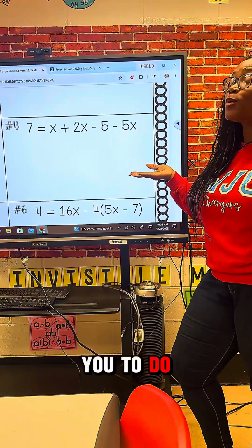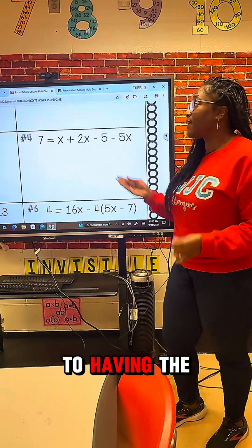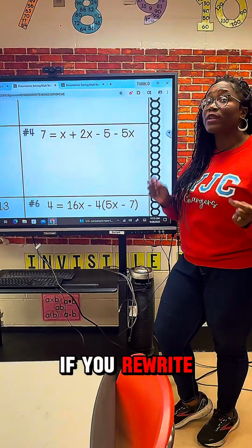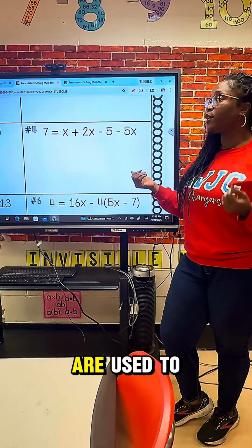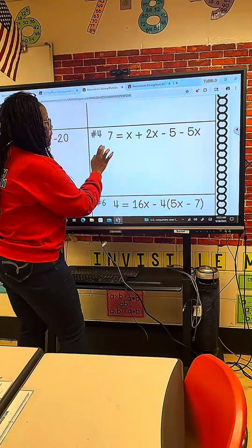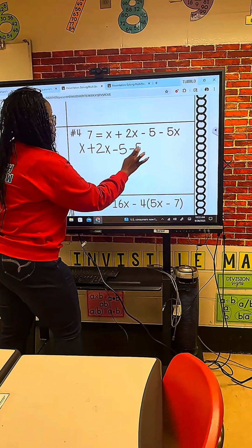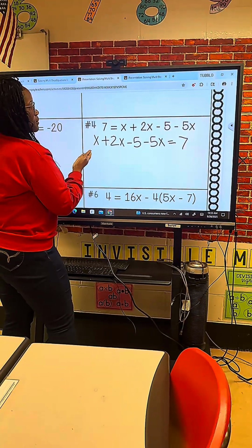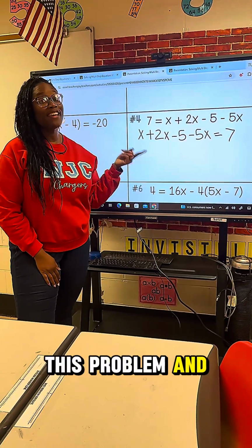All right, I want you to do problem 4 by yourself. Only thing is, I know you are not used to having the answer on the left side with the problem on the right side. So it's okay if you rewrite this problem and you rewrite it with the terms in the way that you are used to. All right, Miss Dory, would you pause this, give them 2 minutes to work this problem, and I'll see what you got.